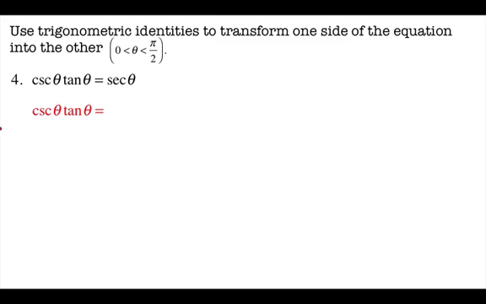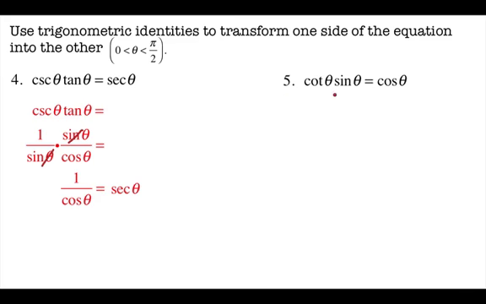I am going to be using the identities that you saw on an earlier slide. This is the reciprocal identity. This is one of the quotient identities. So from here, I know that this cancels out. So I have 1 over cosine of theta, and one of the reciprocal identities tells me that this is equal to secant.